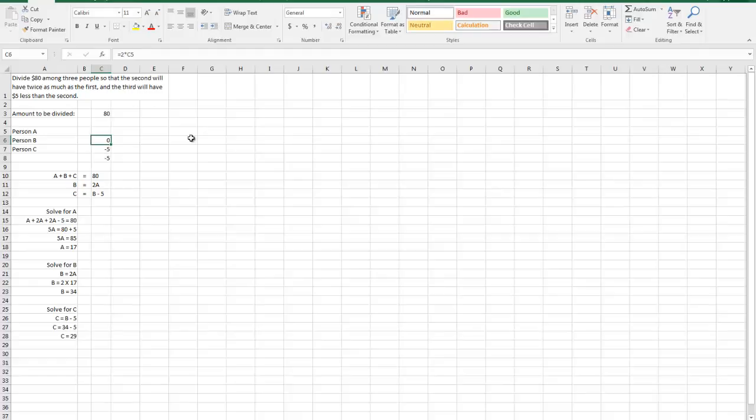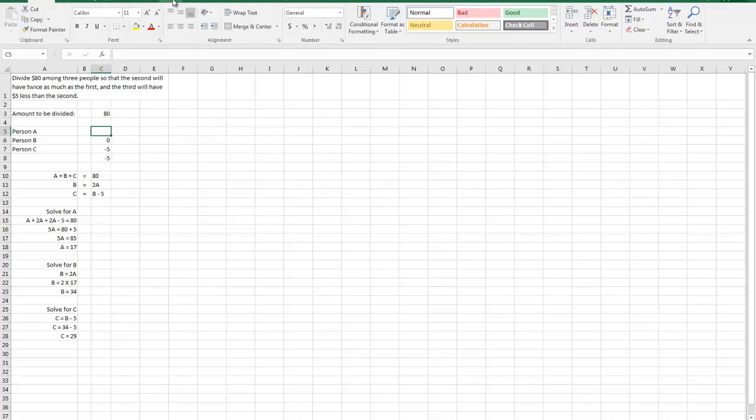So all we would have to do is start putting numbers in here until we got the sum to equal 80, and we could just keep doing that over and over until we got to the right number. But that could be kind of difficult if we did that a whole lot. So instead of doing that, now that we have our formula set up, we're going to go through and do our goal seek.